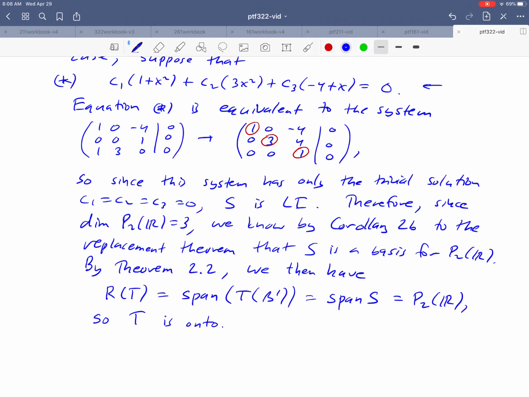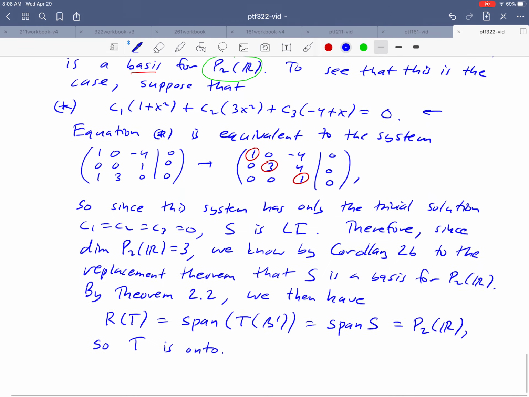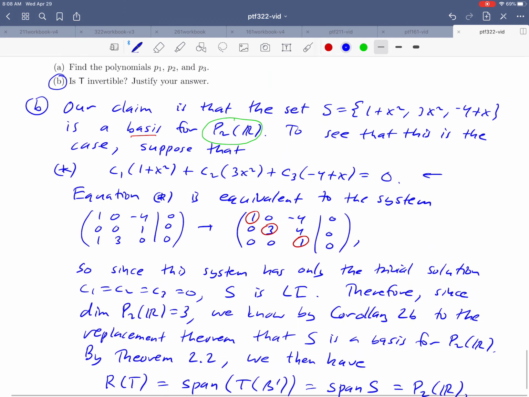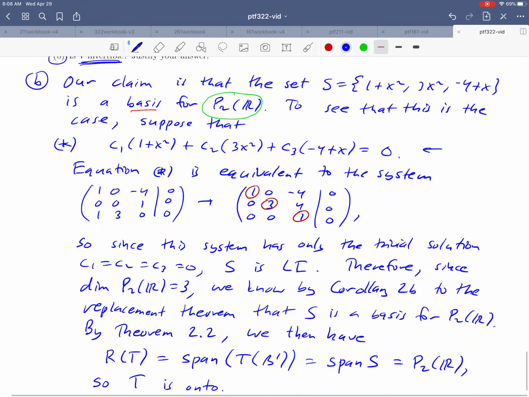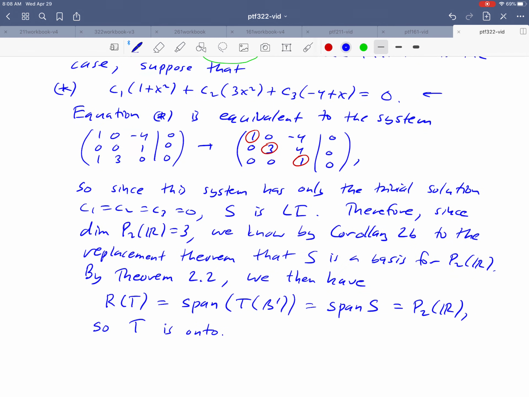But what were we being asked to show in this problem? We've done a lot of work, and it's easy to lose track of where we're trying to go. We wanted to show that T is invertible, or actually they asked us if T is invertible. Turns out the answer is yes. Showing that it's onto is halfway there.